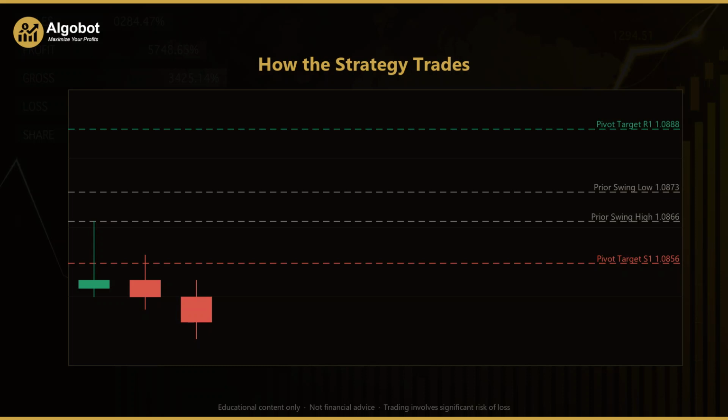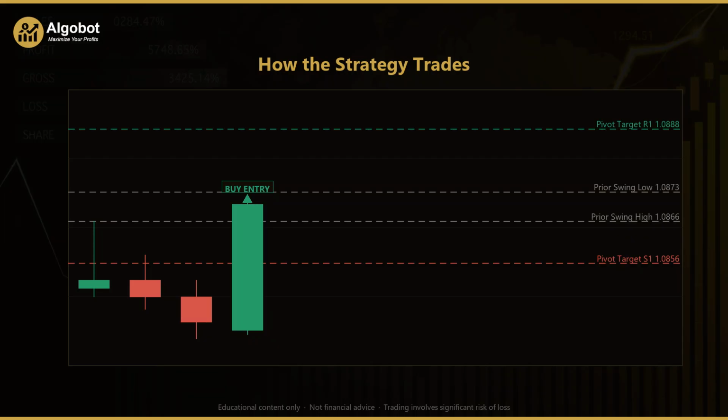Look at the opening candles on the left. Price is drifting lower in a small pullback, and the strategy is quietly measuring the highest high of its look-back window. That high becomes the line marked prior swing high at 1.0866, the level the whole market can see, and the level this strategy wants to watch for a break.